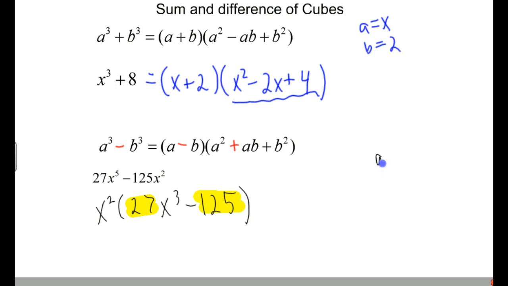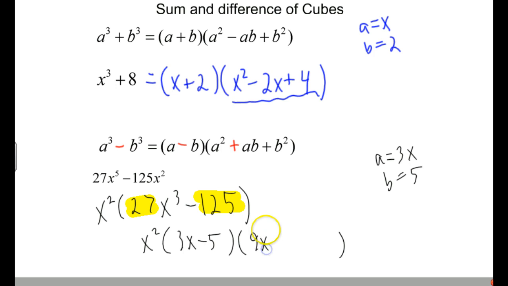In this one, a is equal to 3x and b is equal to 5. So all I'm going to do is plug into the formula. Again, we still have this x squared out front, but we've got these two parentheses. It'll be 3x minus 5, according to the formula. Then a squared, be really careful. Square all of a, so that'd be 9x squared. Plus ab, so a times b is 15x. Plus b squared, which would be 25.